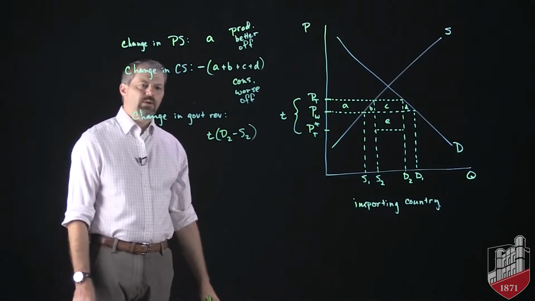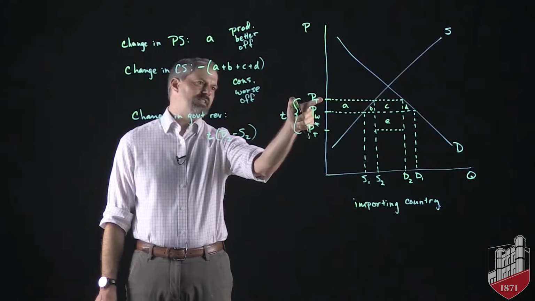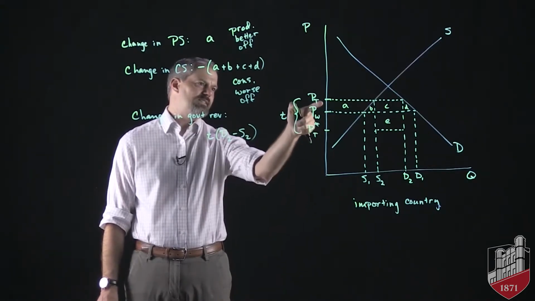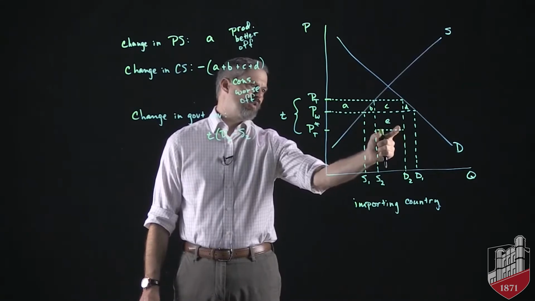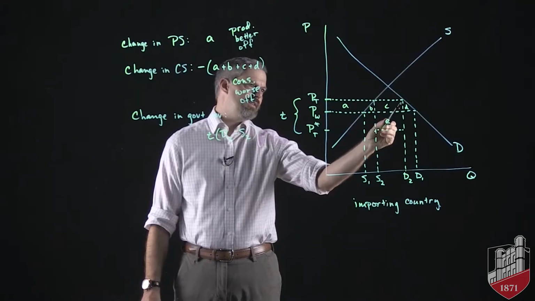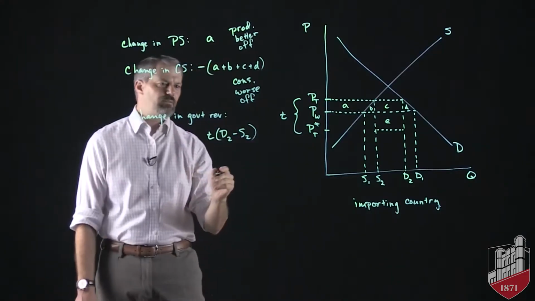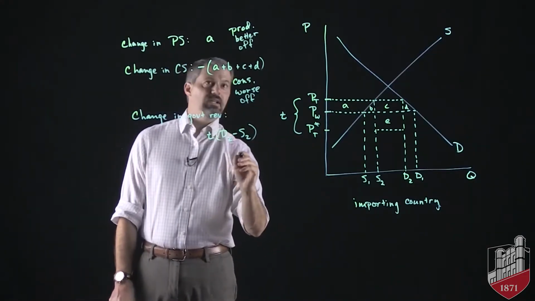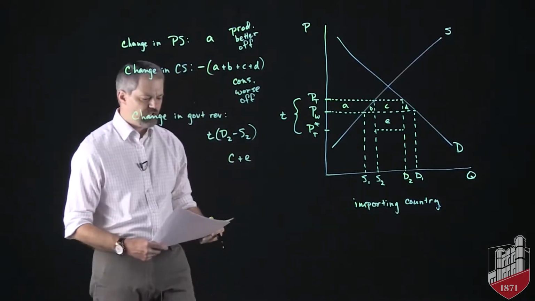That shows up, T here, this distance between the price in home and the price in foreign, that's T. And this distance right here is the number of imports. So the area of this rectangle right here ends up being the revenue that the government earns from the tariff. So the change in government revenue is going to be equal to C plus E.